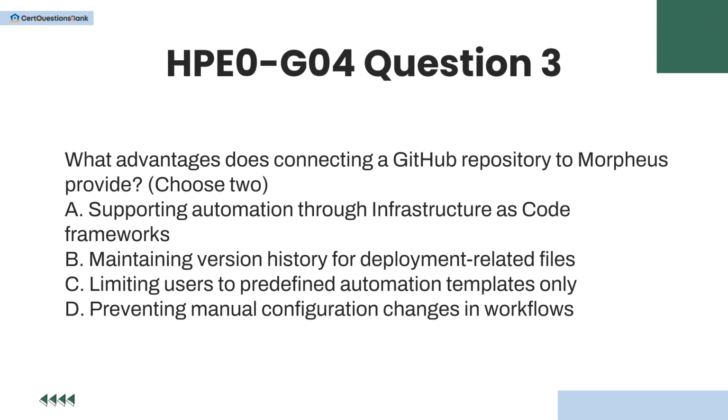What advantages does connecting a GitHub repository to Morpheus provide? Choose 2. A. Supporting automation through infrastructure as code frameworks. B. Maintaining version history for deployment-related files. C. Limiting users to predefined automation templates only. D. Preventing manual configuration changes in workflows.